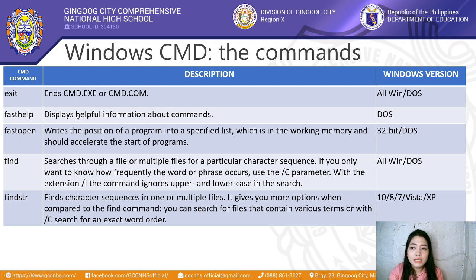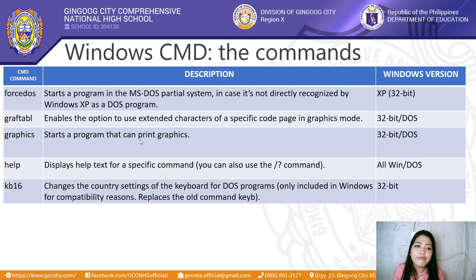Fasthelp displays helpful information about commands. Fastopen writes the position of a program into a specified list, which is the working memory and should accelerate the start of programs. We have find, which searches through a file or multiple files for a particular character sequence. And findstr finds character sequences in one or multiple files. We also have forcedos. This starts a program in the MS-DOS subsystem in case it is not directly recognized by Windows XP as a DOS program.